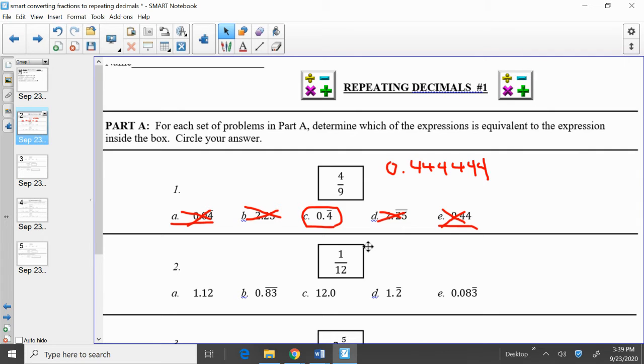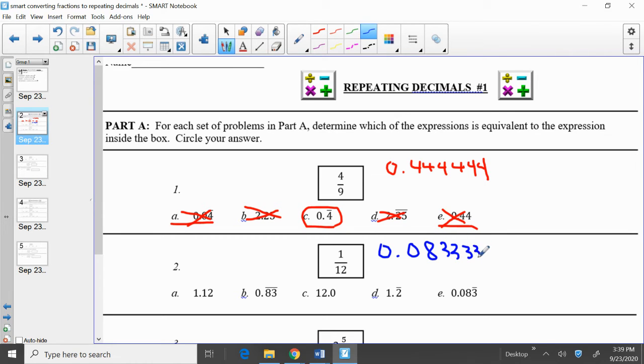So I'm going to try to do each problem like that, demonstrating to you what you have to do and the kind of thinking to do. Next, we have 1/12. So 1 divided by 12. On my computer screen, I changed the color this time. Let's go blue here. I see 0.08333, and on and on and on. The 3 goes on forever.